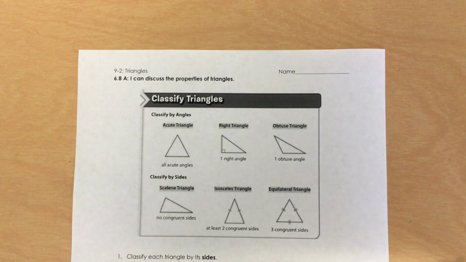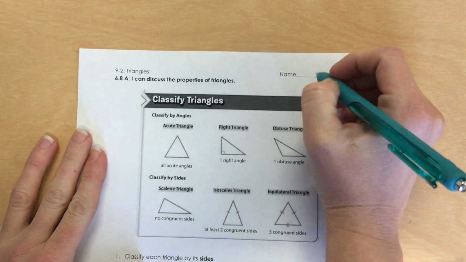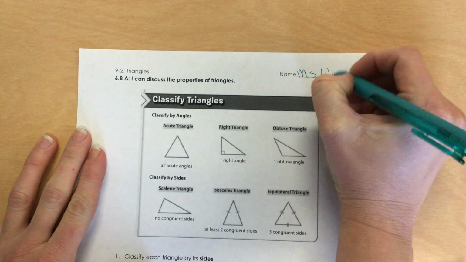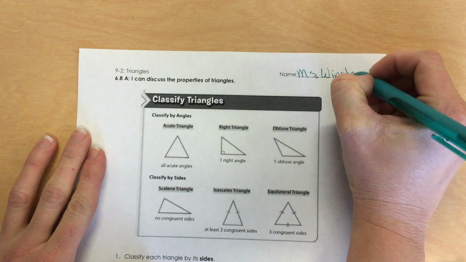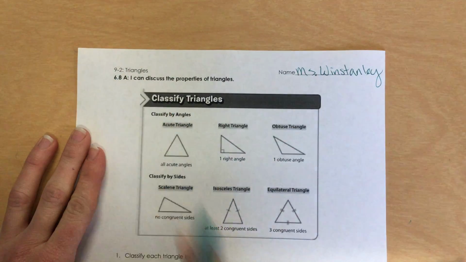Hey guys, we have a pretty brief video tonight. We're just going to get started with some vocabulary and a couple examples because in class we're going to do some hands-on activities to get us started with our triangles. So please make sure that your name is on your handout. Okay, and this is Chapter 9, Lesson 2, Triangles.